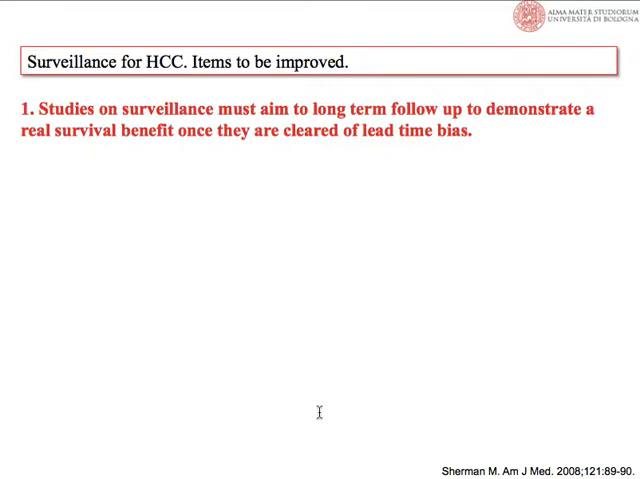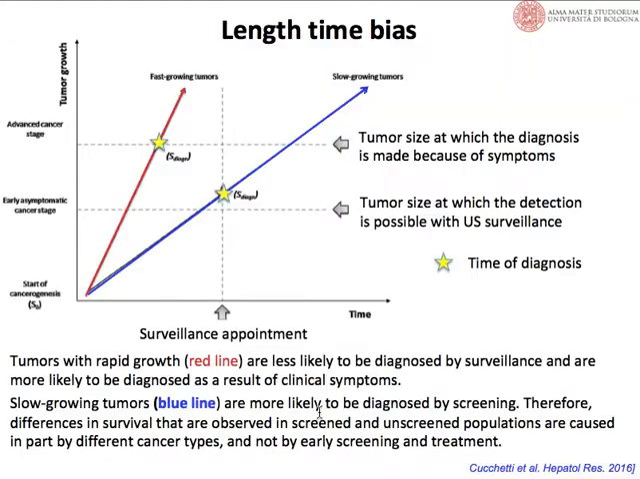So overall, we have to look at these studies with long-term follow-up. Another potential risk of bias in assessing the benefits of surveillance is the length time bias, which means that tumors which are emerging with a very rapid growth will become symptomatic before the patients are submitted to any additional diagnostic test, and they are detected as symptomatic, compared to tumors which have a slow growing pattern, which will be detected at the next imaging appointment.